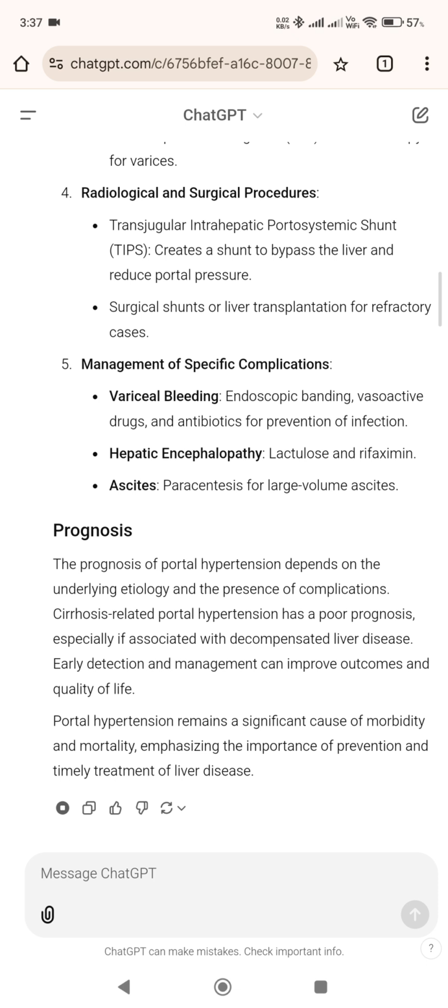Prognosis. The prognosis of portal hypertension depends on the underlying etiology and the presence of complications. Cirrhosis-related portal hypertension has a poor prognosis, especially if associated with decompensated liver disease. Early detection and management can improve outcomes and quality of life. Portal hypertension remains a significant cause of morbidity and mortality, emphasizing the importance of prevention and timely treatment of liver disease.